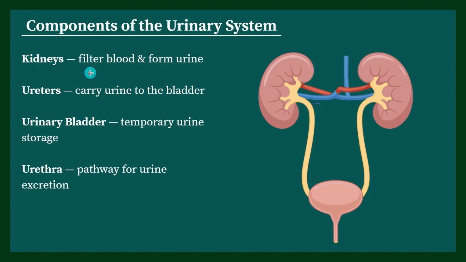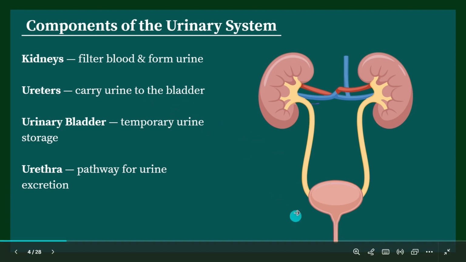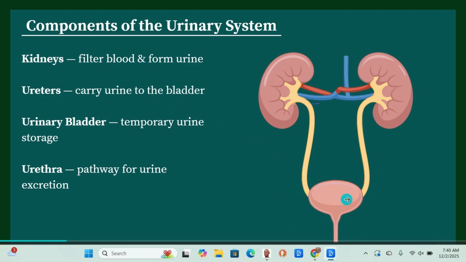All right, so there's a couple different components, organs of the urinary system. We have the kidneys, those are the actual functional units. They're the organs that filter our blood and form the urine. And then we have the ureters, which carry the urine from the kidneys to the urinary bladder, which is the temporary urine storage. And then we have the urethra, which is the pathway where the urine comes out.